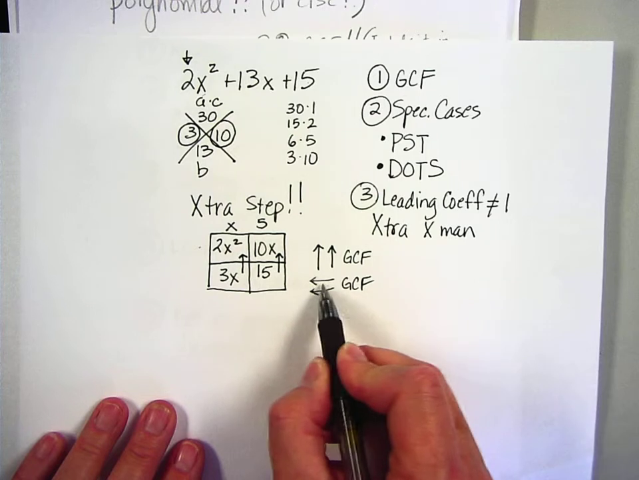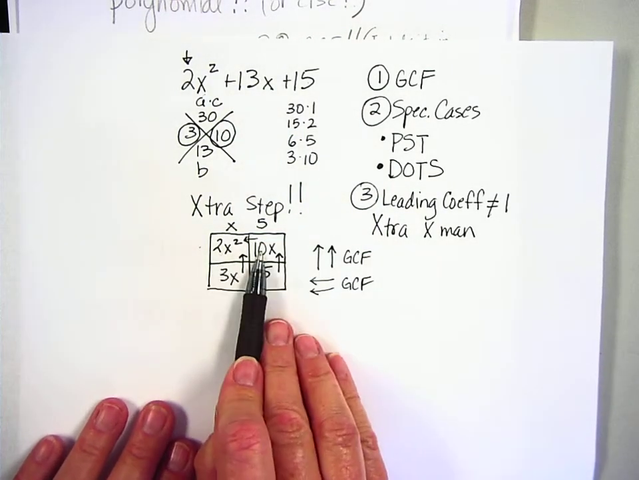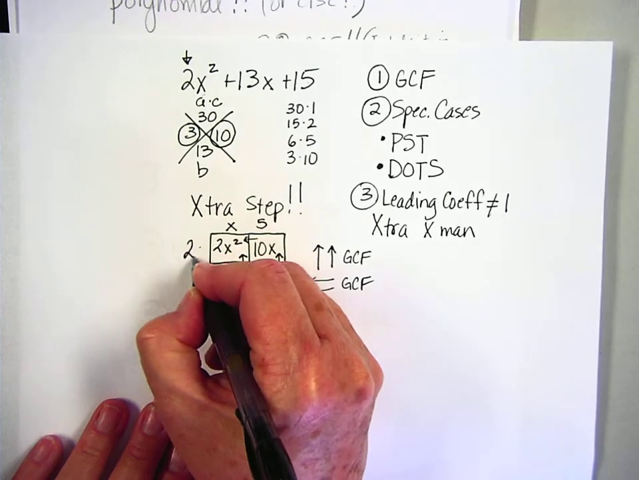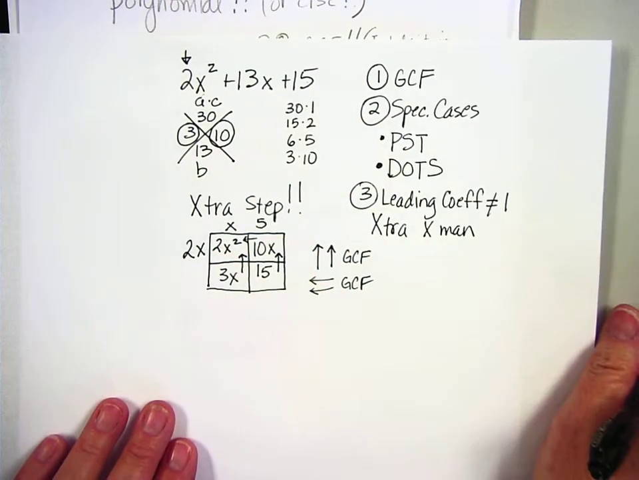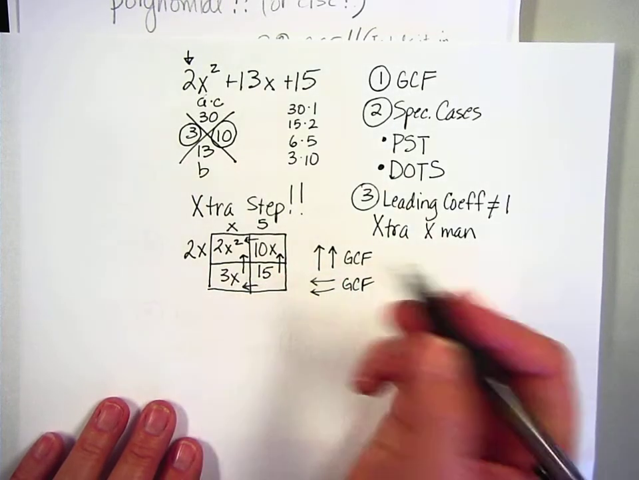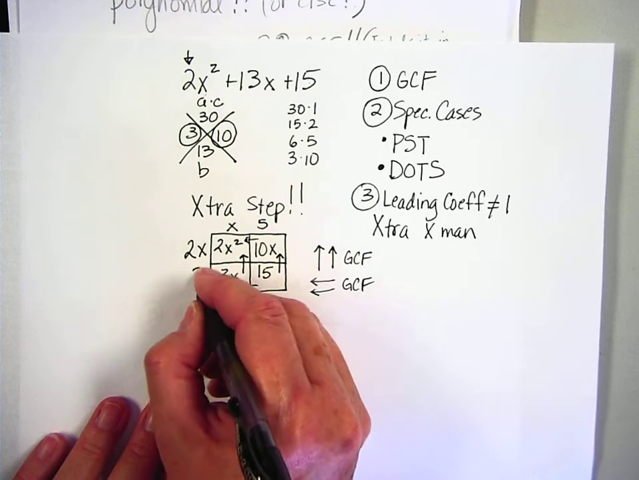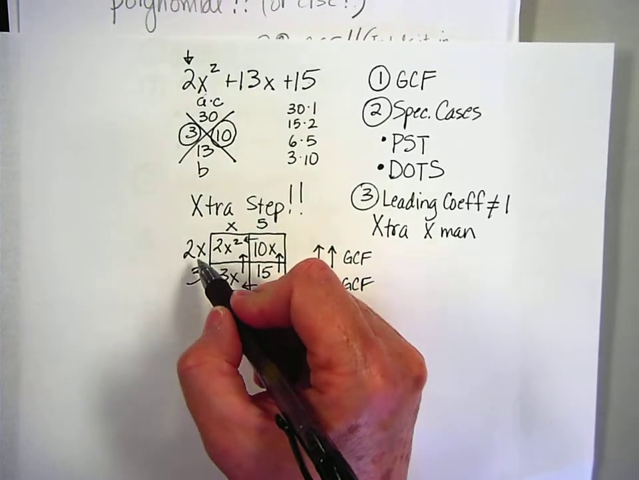Now, see these arrows going this way? I'm going to find the GCF here. 2 and 10 have a factor in common of 2, and x squared and x have a factor in common of x. And one more arrow going this way, 3x and 15 have a common factor of 3. Let's see how that worked out. Let's multiply those two binomials together and see what happens.